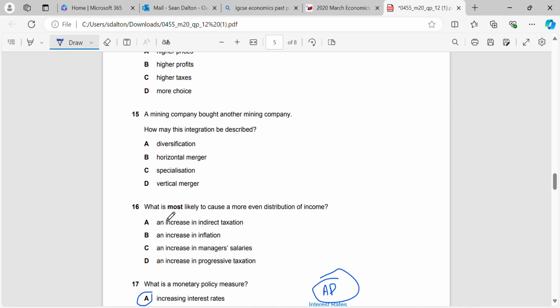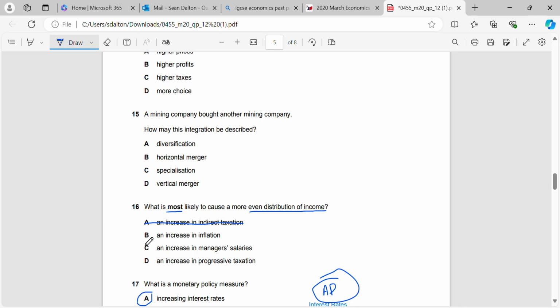Okay, what is most likely to cause a more even distribution of income? So basically, what's more likely to move money from high income people to low income people? An increase in indirect taxation is not. Indirect taxes are taxes on goods and services. So if we increase our indirect taxes, everybody's going to have to pay the same amount. So low income people will still have to pay the same tax as somebody who's earning a high income.